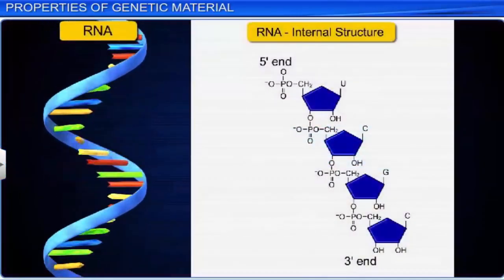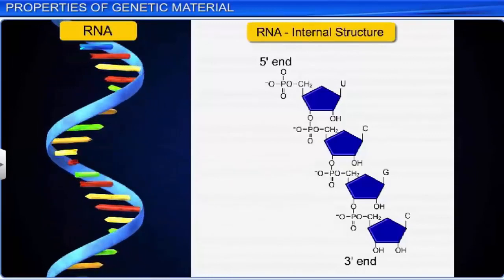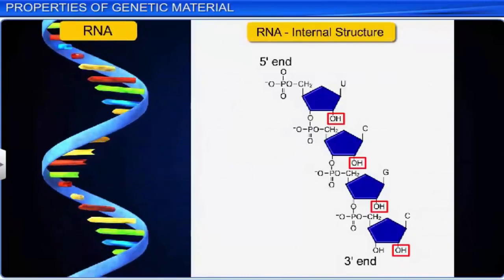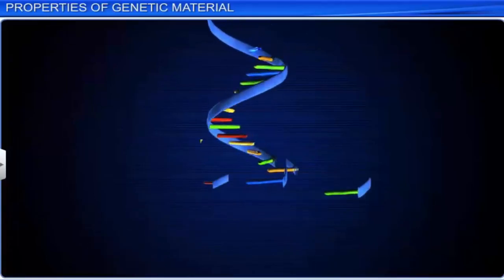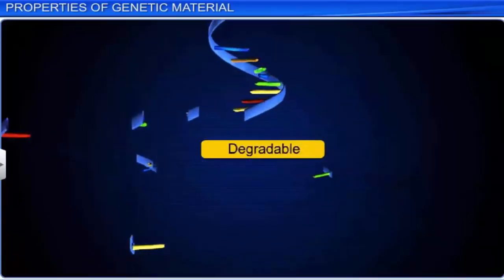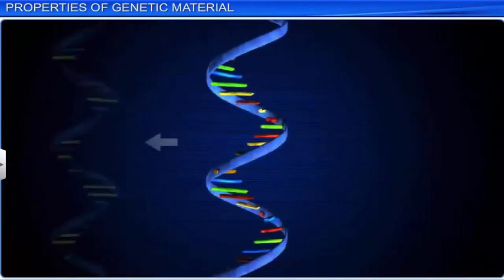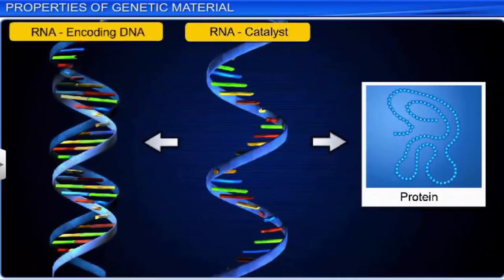RNA, on the other hand, is much more liable to change due to the presence of the very reactive 2'-OH group that is present in its every nucleotide. This makes RNA more degradable and reactive than DNA. Also, it enables RNA to act as a catalyst in several biochemical reactions in living systems.